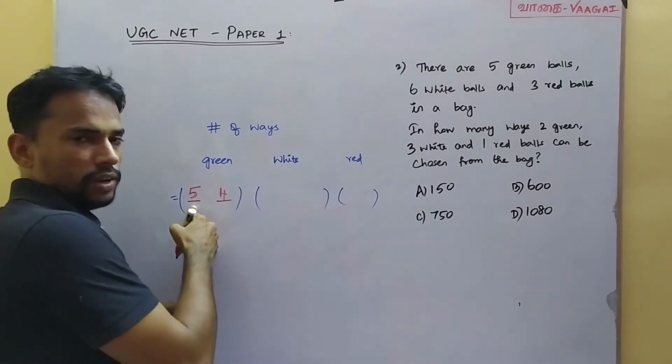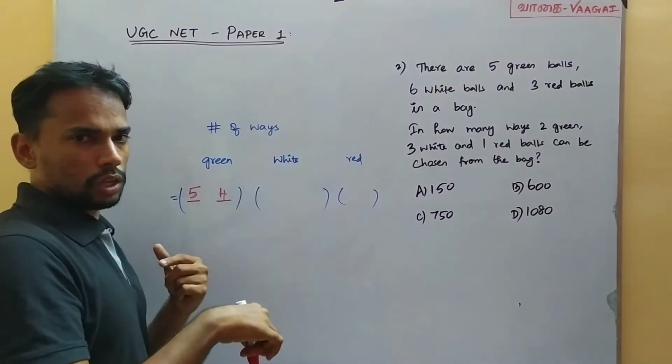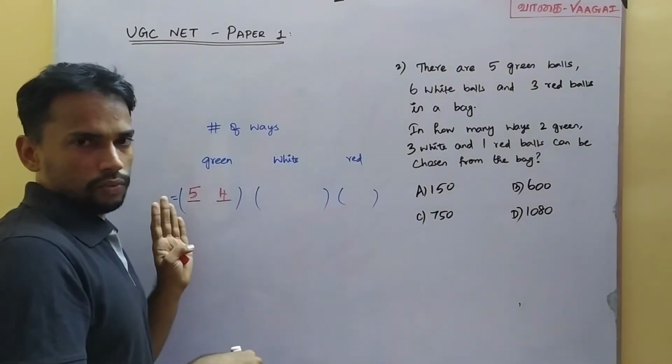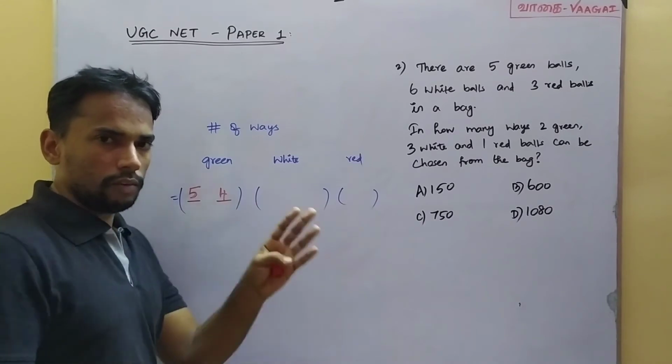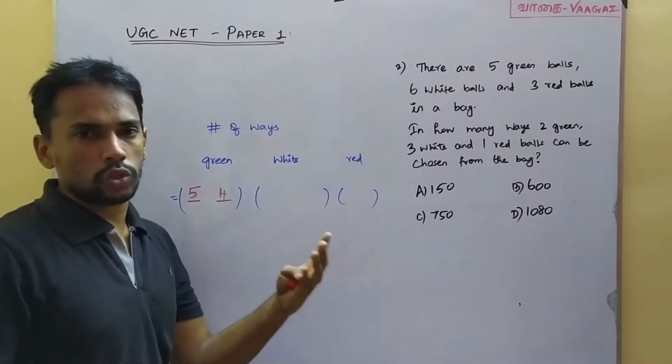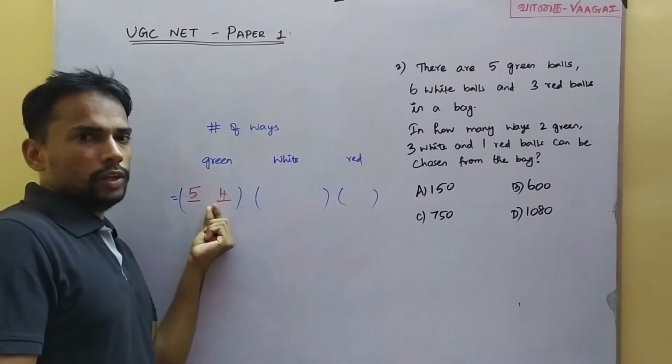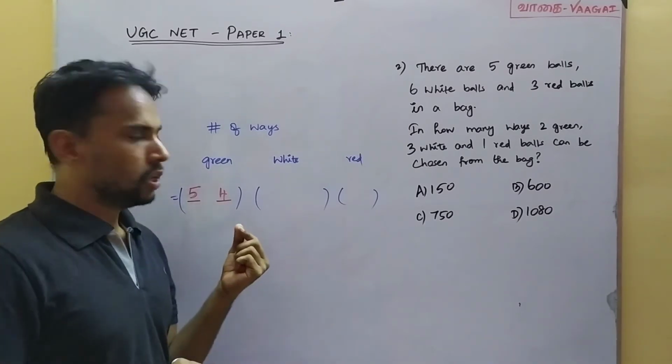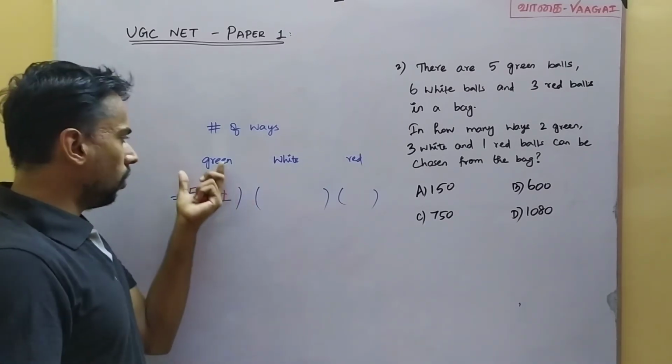Because at the beginning we had 5 ways. Now one of them is chosen. That is, one slot is already filled. Now when we come to the second slot, there will be only 4 green balls. Is it or not? So to fill this one, I mean to choose this one, we will have 4 ways. So 5 into 4 for the green balls.